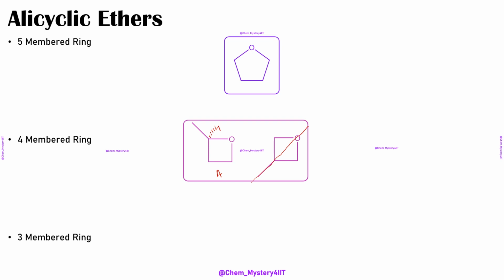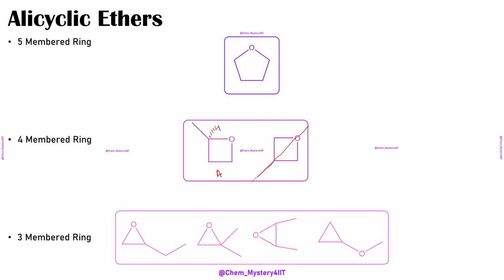Then we have the 3-membered ring, with many possibilities arising, because you have a possibility of keeping an ethyl group onto this 3-membered ring. You can keep 2 methyls, both at the same carbon or on different carbons. And then there is one possibility where the oxygen is present outside of the 3-membered ring, and we get this methoxycyclopropane. So alicyclic ethers, we had 7: 1, 2, 3, 4, 5, 6, 7. We had 7 such alicyclic ethers present.